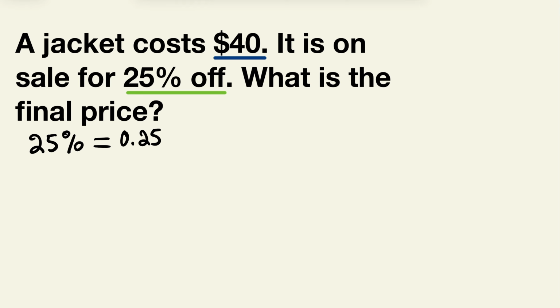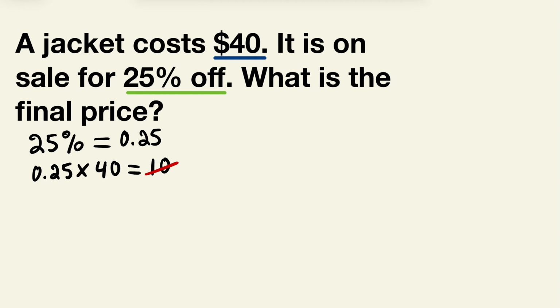So what I'll do is write 0.25 times 40, and that equals 10. What this means is the discount is $10. But here's where students make mistakes. This is not the final answer. Okay, that's just how much we take off.